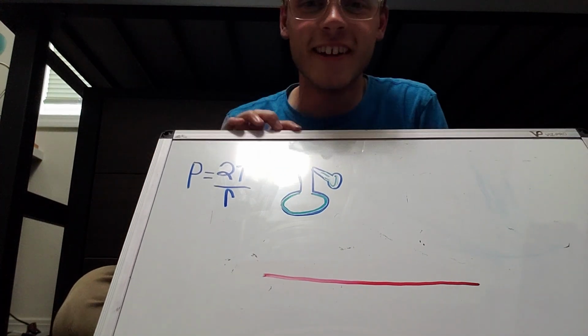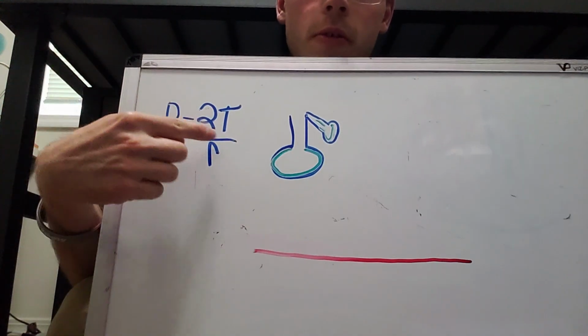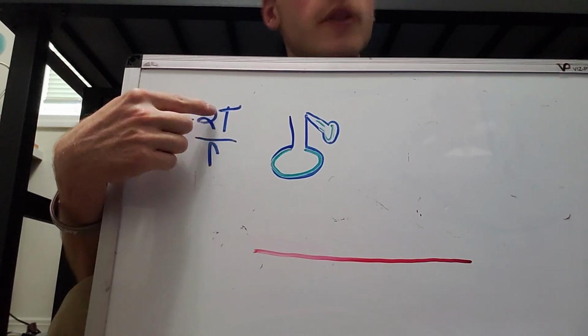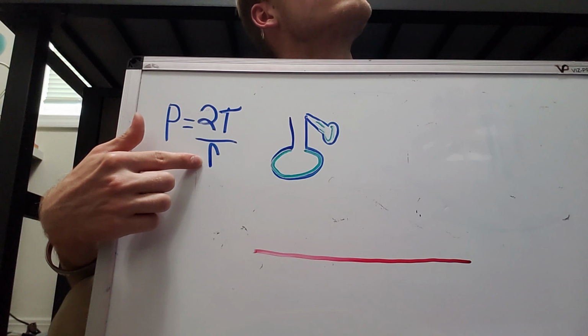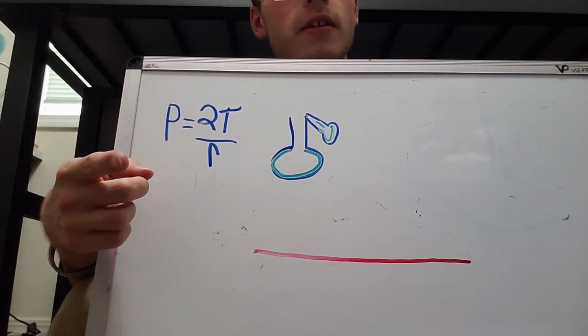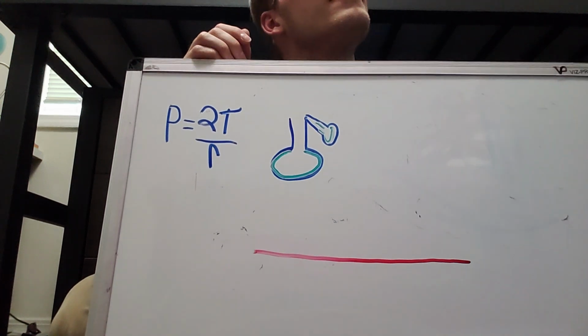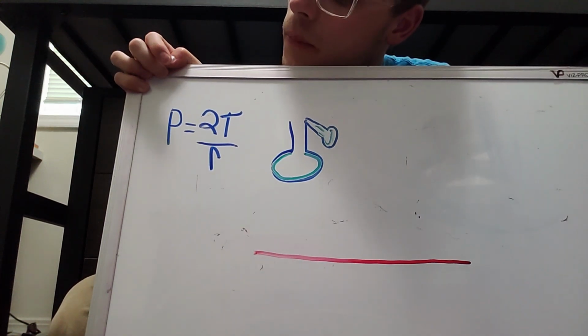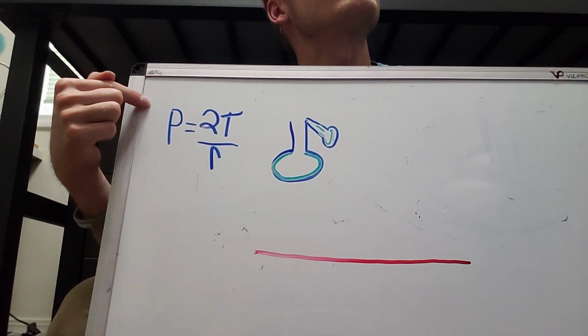I just realized that. Okay, so Laplace's law says pressure is equal to 2 times the tension, or surface tension, divided by the radius. It's really weird looking at it on this screen because it's flipped. Anyway, as I increase the radius of something, the pressure drops.